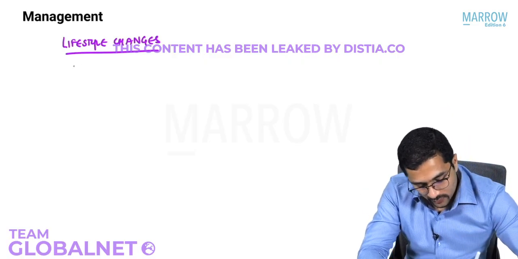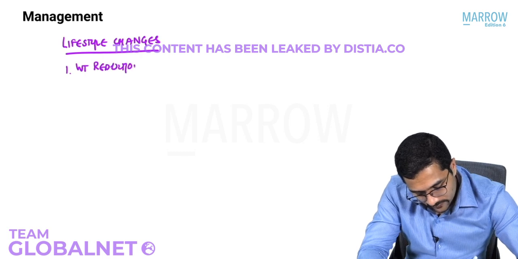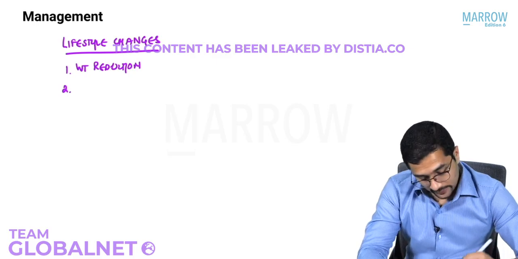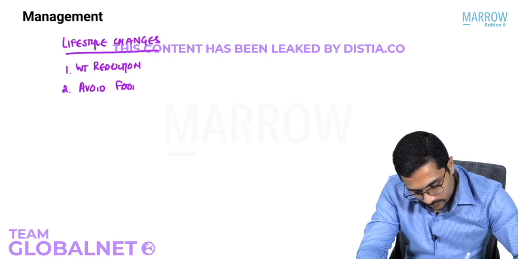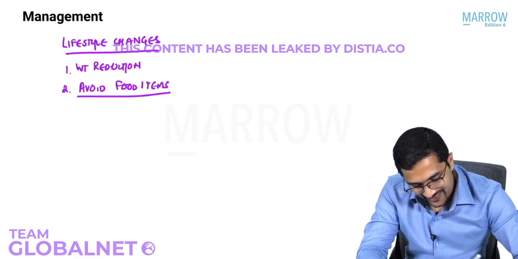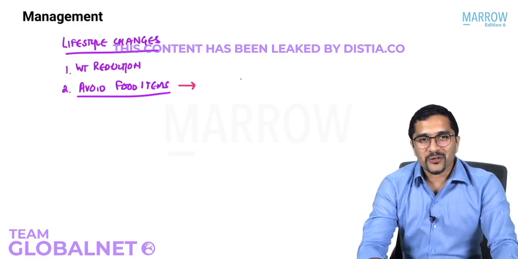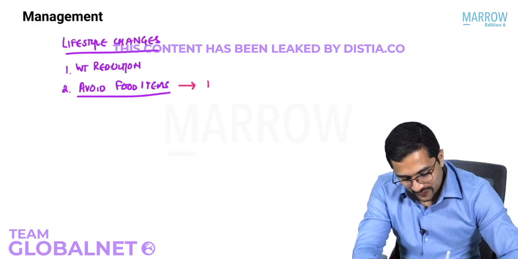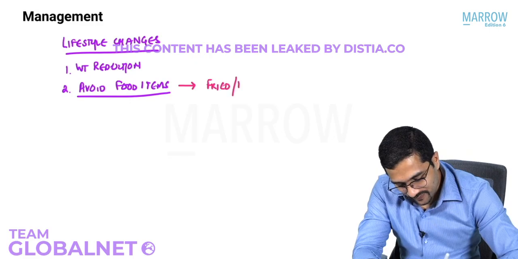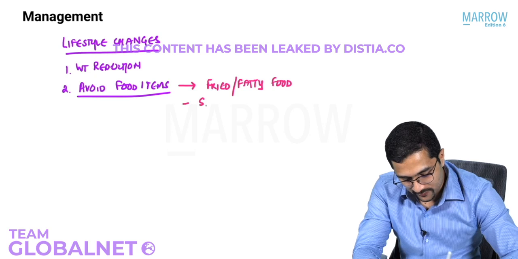So lifestyle changes would be weight reduction if the patient is overweight. Weight reduction should be done. Then these patients should be told to avoid certain food items. And what are these food items? Well, these are the food items which everyone likes. And I think for a medical student who's preparing for the PG entrance exam, this is their staple diet. So this includes fried food, fatty food like chips, spicy food, which you get in your canteens, right?